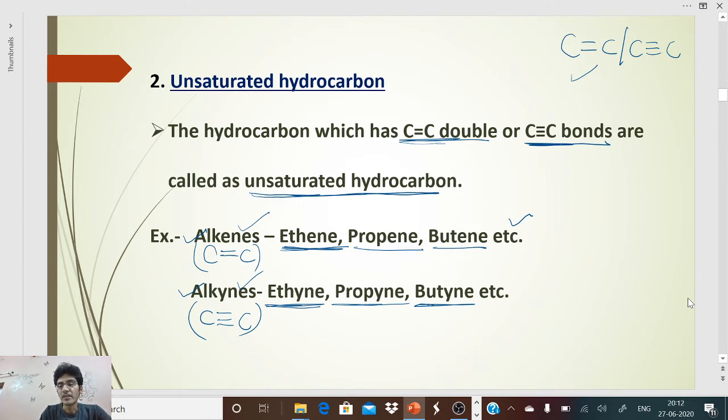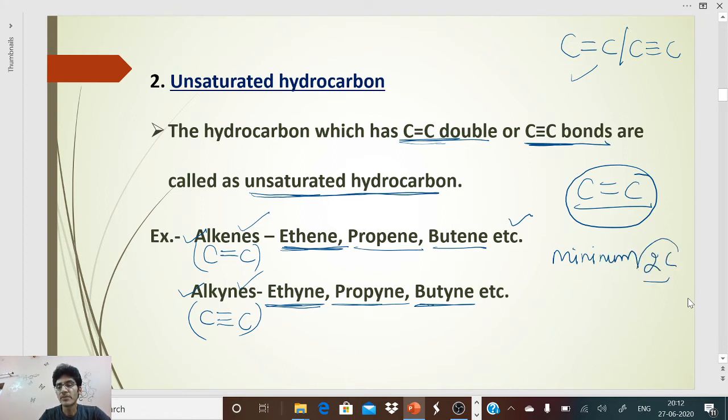Okay, we know that if the carbon-carbon double bond is present, then it is an unsaturated hydrocarbon. It means in the alkene minimum two carbon atoms should be present because the carbon-carbon double bond is present between the carbons. So for the double bond, at least two carbon atoms are required. This is the alkene. If we talk about the alkyne, carbon-carbon triple bond is present. It means for the alkyne, minimum two carbons are required. Okay, so this is about the unsaturated hydrocarbon.